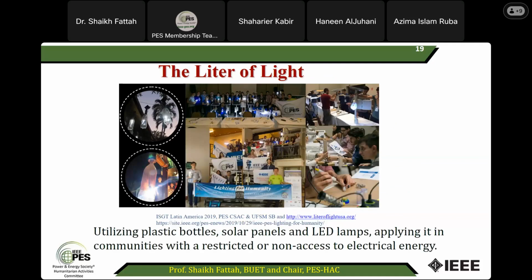So that's an example I love to give, because in this project, it's more on training, but also it's capacity building. The participants learned how lighting can be obtained utilizing plastic bottles, solar panels and LED lamps, applying it in the communities. Especially, you can see this picture. It's not very expensive, and once they learn this technology, they can bring it back to their community where the lighting at night is not sufficient.